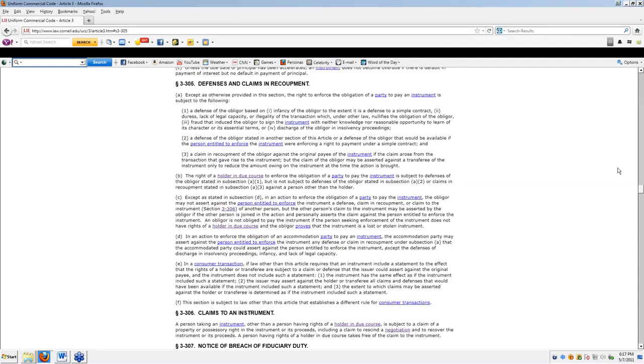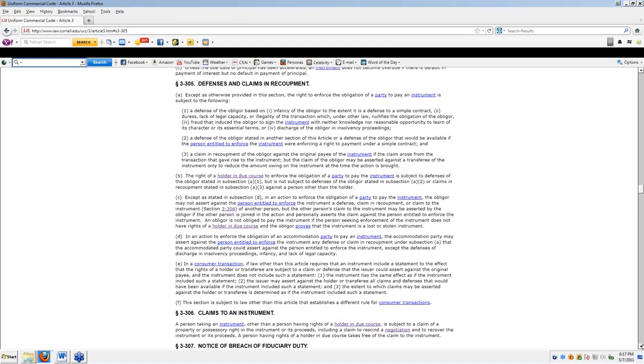Yeah, because they took it subject to your defenses and claims. So they can't be a holder in due course. Right. But a holder in due course under 3-302 takes it free of all defenses and claims. That's why you have to use this. Okay. And also you can use 3-306.